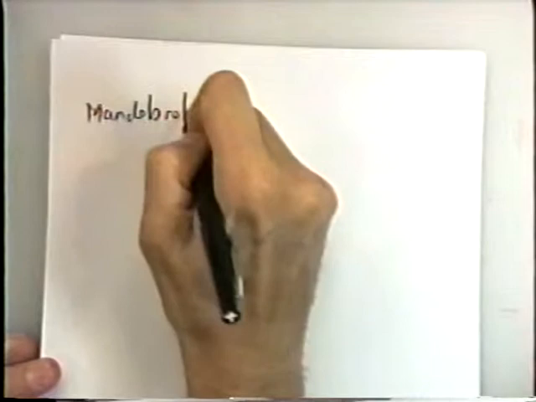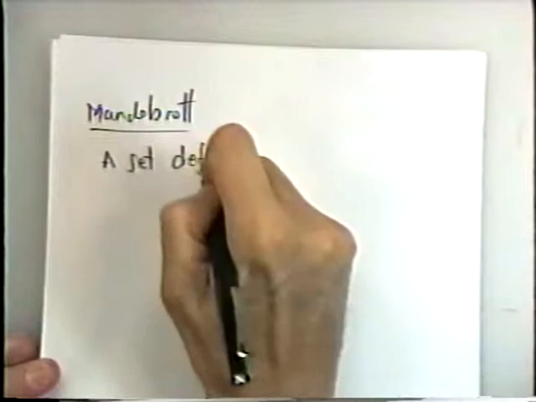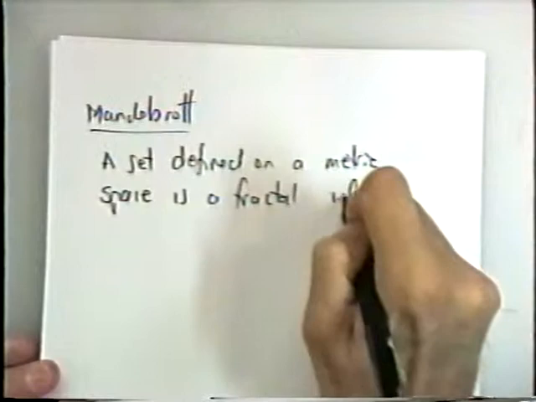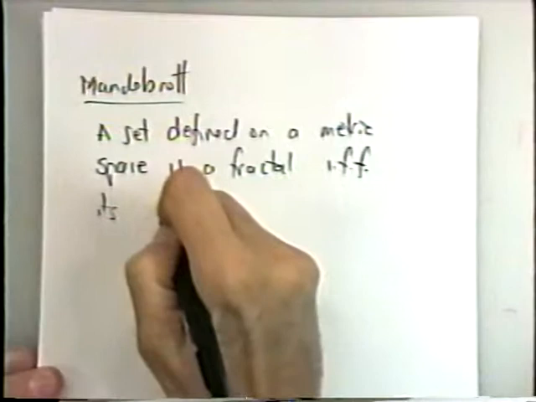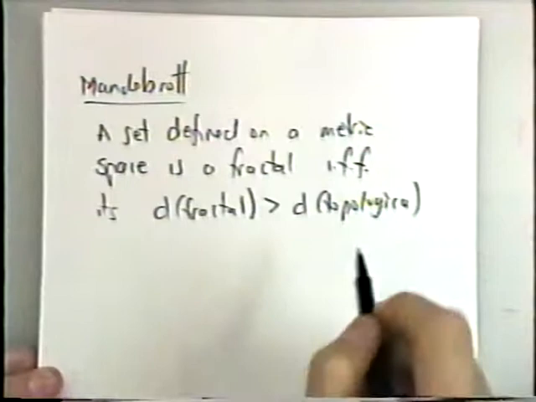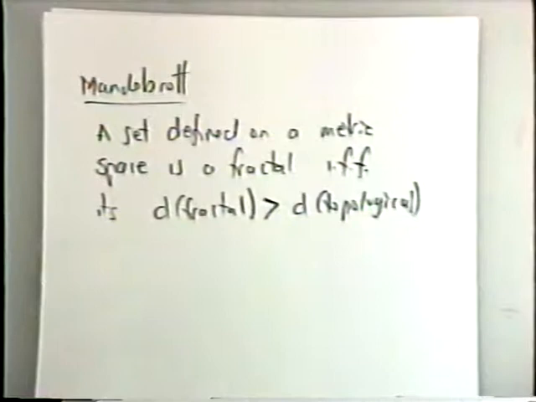He says, a set defined on a metric space is a fractal if and only if, and that just means it's a definition, its fractal dimension is greater than the topological dimension. There are some cases where these two are equal that we still like to call a fractal, but for the moment, we'll stick with the greater than.